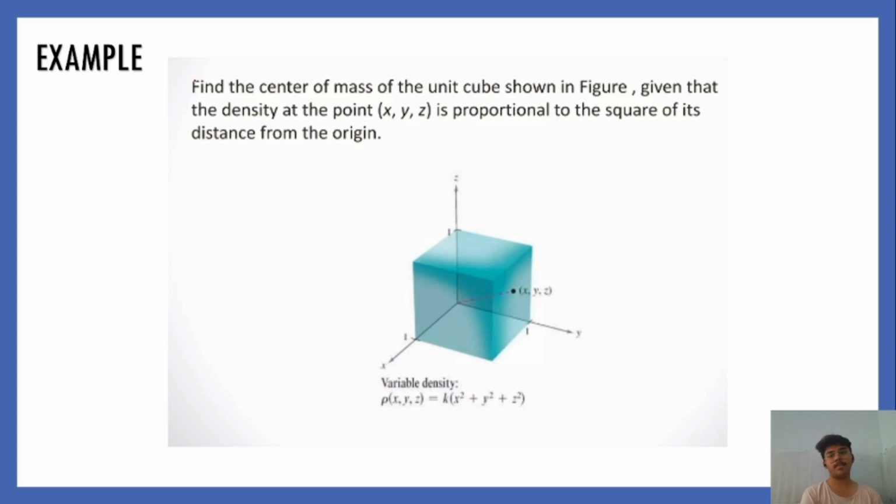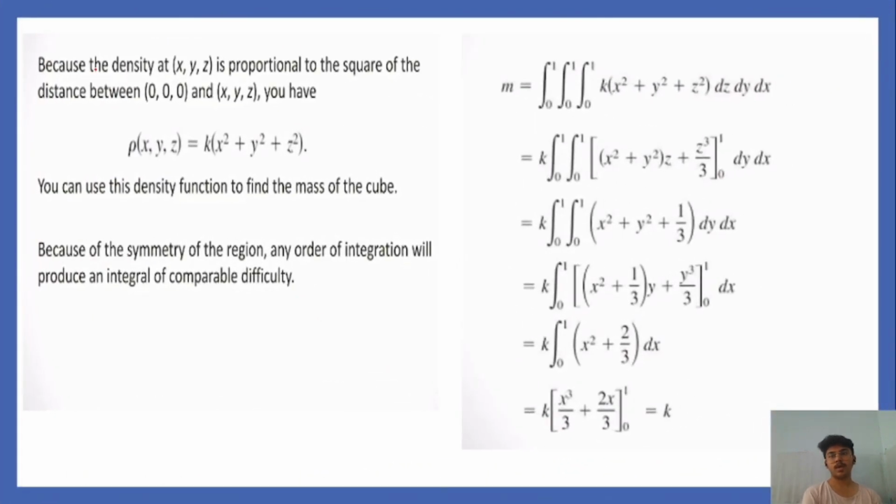Let's consider an example. Find the center of mass of the unit cube shown in the figure, given that the density at the point x, y, z is proportional to the square of the distance from the origin. So its variable density is given here. This is the question. Because the density at x, y, z is proportional to the square of the distance between the origin and x, y, z, you have rho of x, y, z equals k times x squared plus y squared plus z squared.